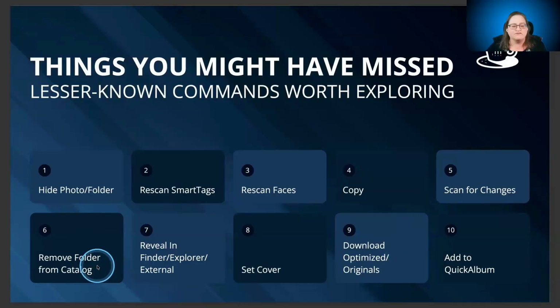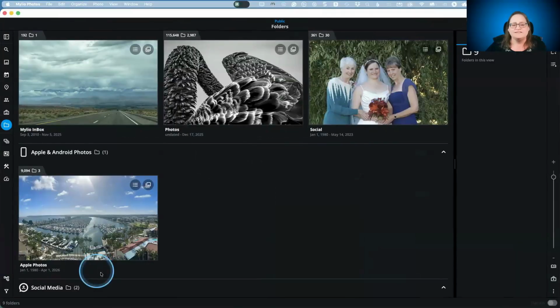You also have this option to remove folder from catalog. This is going to be if you're at the top level of folder view. So if you double click the folders view here and you're in one of your top level folders, you do have the option to disconnect, but not delete, a folder from your library. So I can go here to my Apple Photos folder or into any other folder here at the top level. If I right click or open up that actions menu, there's an option to remove folder from catalog.